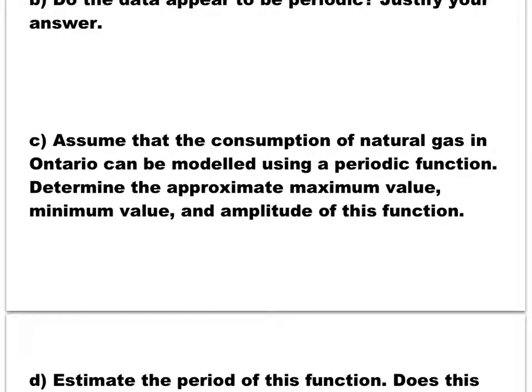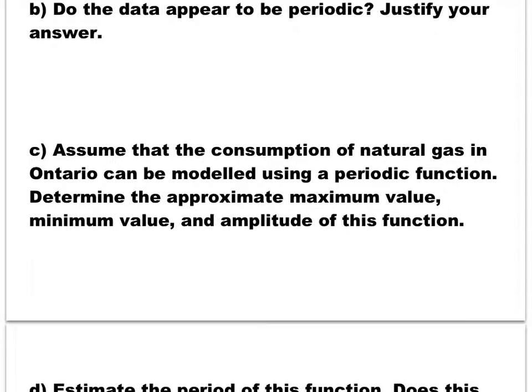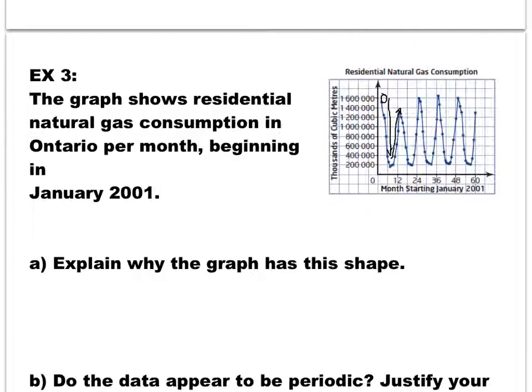Next part of the question, part C, says to assume the consumption of natural gas in Ontario can be modeled using a periodic function. Determine the approximate maximum value, minimum value, and amplitude of this function. To find the maximum, again, we go back to the graph, and also the minimum. So if we go back to the graph, the maximum is going to be about 1.6 billion, which is about here. And the minimum we can take approximately to be 200,000. Okay? If we subtract these two and then divide by 2, we can find the amplitude.